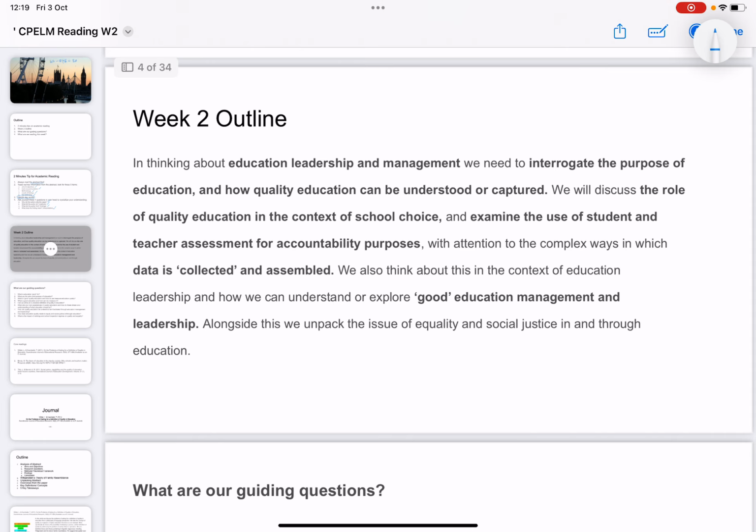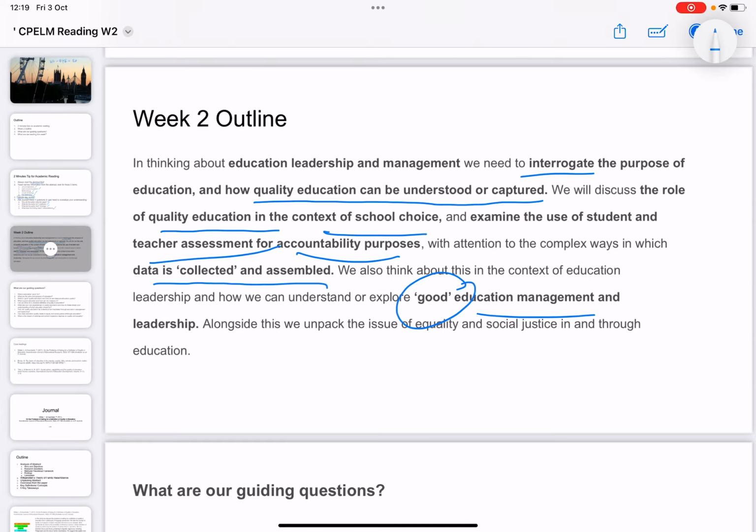All right, so for the week 2 outline, real quick, you can read this in the module guide. We need to interrogate the purpose of education, and how quality education can be understood or captured. We will discuss the role of quality education in the context of school choice, examine the use of student and teacher assessment for accountability purposes, and how data is collected and assembled. And then, what does it mean for good education management and leadership?